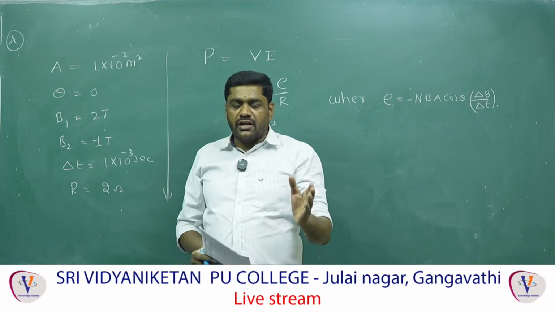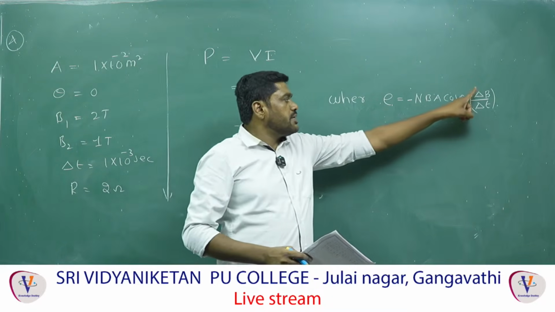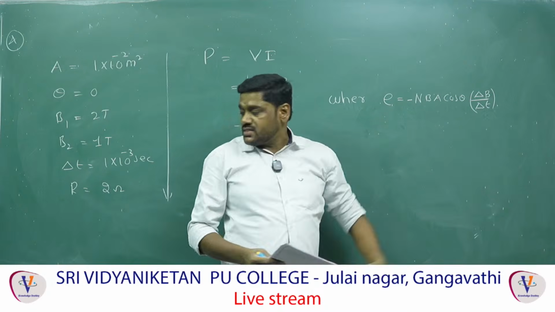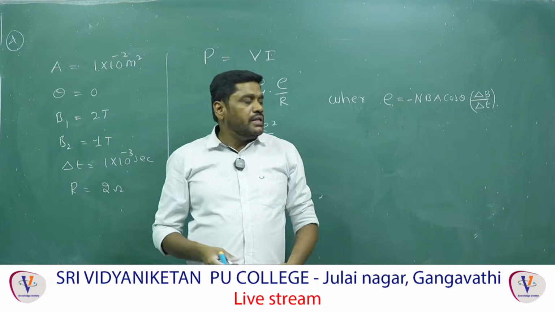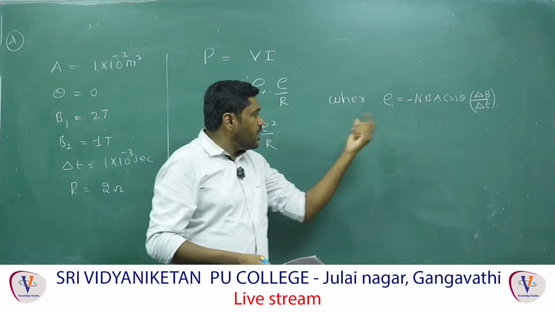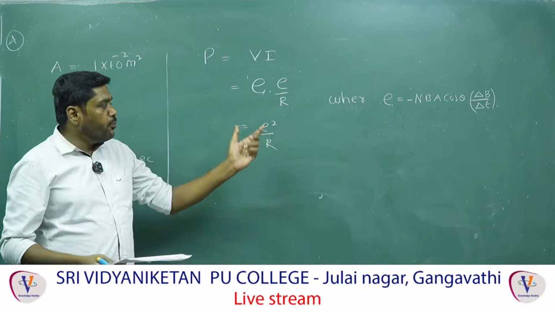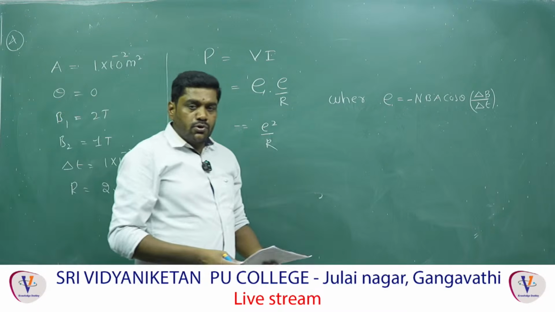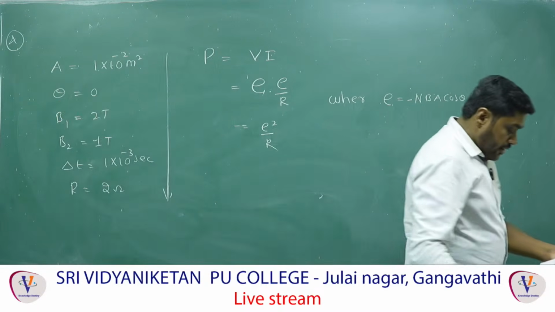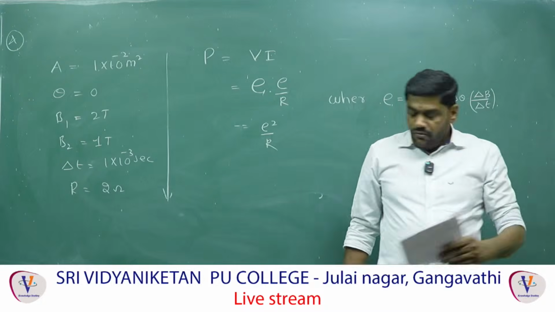Delta B you can write as final value minus initial value. Delta B is equal to B2 minus B1 by T2 minus T1. Delta T they have given, 1 millisecond. First of all, you find out this value, and after finding, you substitute that, we can get the answer. Okay, I hope you may solve it, because already one model problem we have solved on this. Next, 5th question.